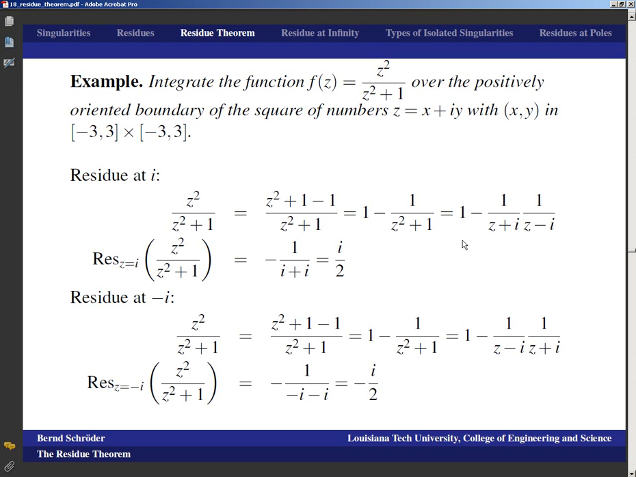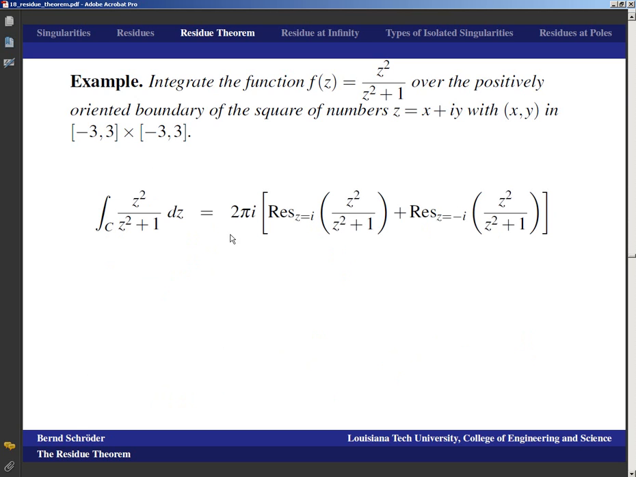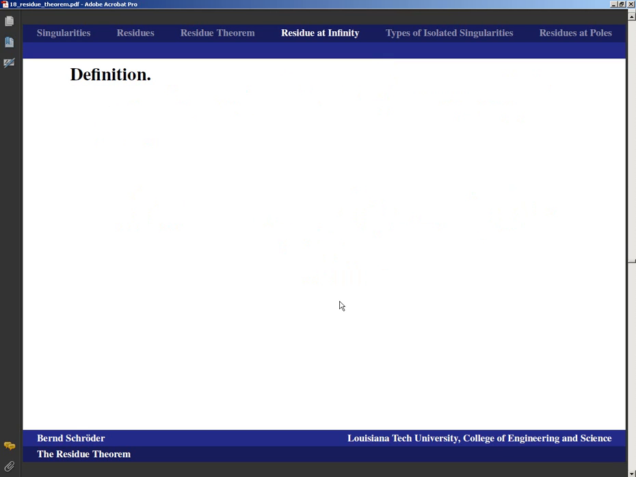Sometimes if it doesn't factor this nicely, if it doesn't break apart this nicely, you actually will have to do some different kind of algebra, or ultimately use theorems such as the one that we'll prove at the end of this presentation. Okay, well, that means now that the integral of z squared over z squared plus 1 over this contour C is 2 pi i times the sum of the residue at i and the residue at minus i, which is 2 pi i times i halves plus negative i halves, and of course that is 0.